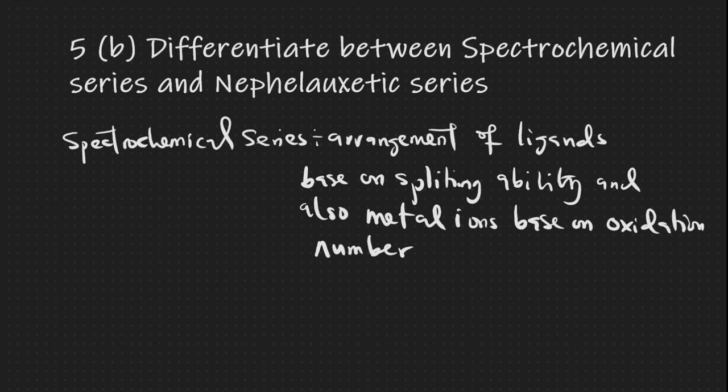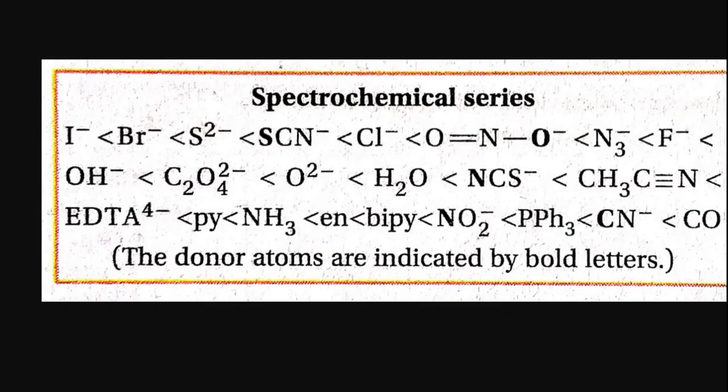this spectrochemical series actually arranges these ligands based on their splitting ability. As we know that when ligands approach the central metal, there is repulsion between the ligand's electrons and the metal electrons, therefore causing splitting based on the crystal field theory. So there are ligands that will cause higher splitting, while there are ligands that will usually cause lower splitting. So this spectrochemical series actually arranges those ligands based on their splitting ability, and it also arranges metal ions based on their oxidation state.